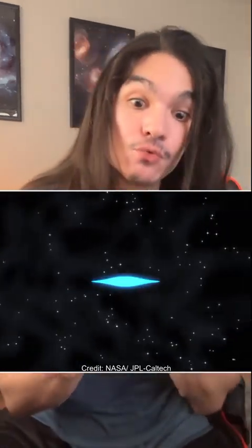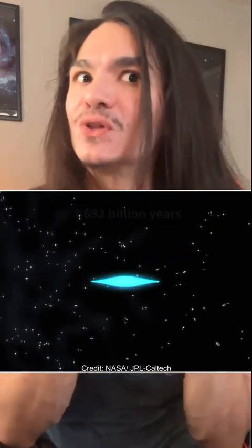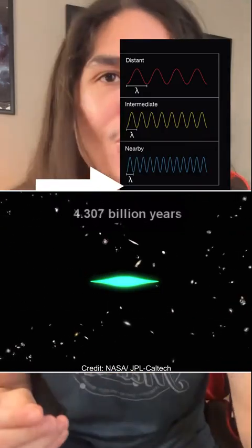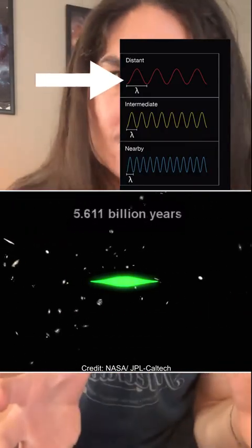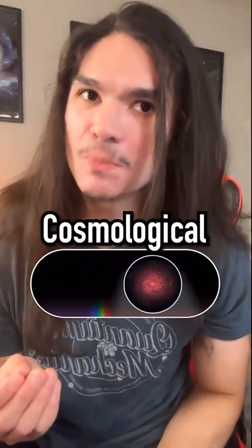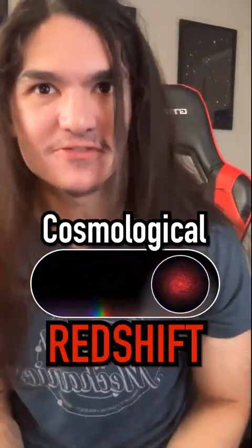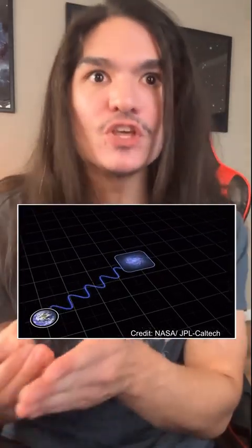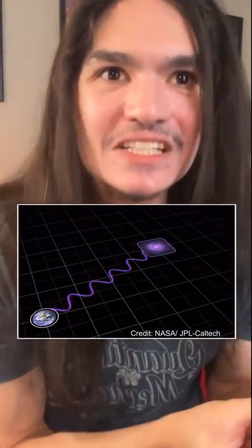You see, because the universe is expanding, light traveling through the universe over very long periods of time gets stretched out to longer and longer wavelengths, which consequently makes the light more red. That effect is known as cosmological redshift. Okay. And the longer that light's been traveling through the universe, the more it gets stretched.